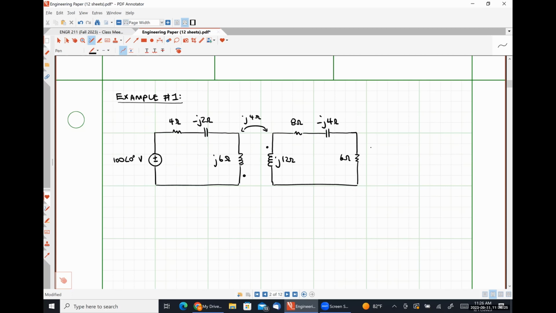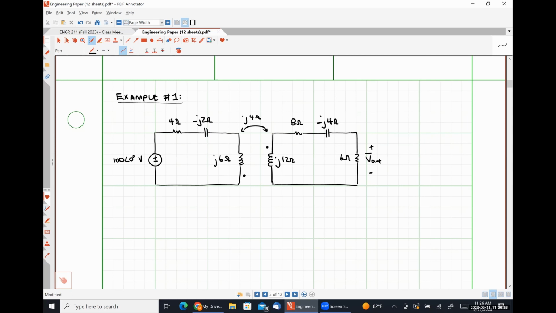Our ultimate goal is to figure out what the voltage drop is, which I'm going to call VF. So we have not been our current.